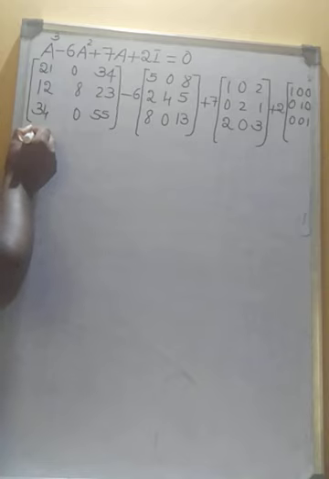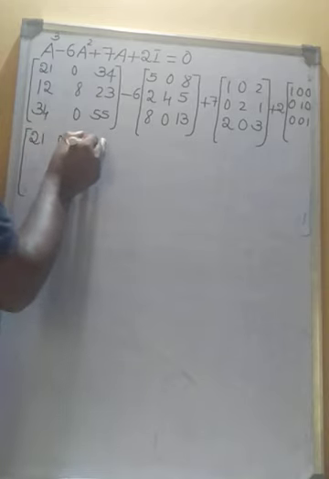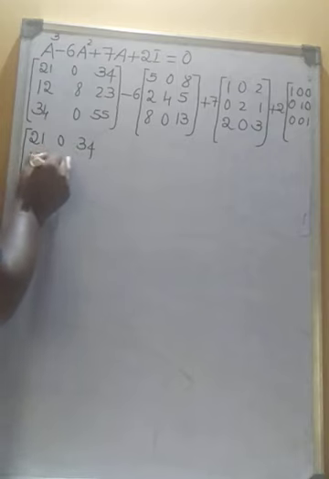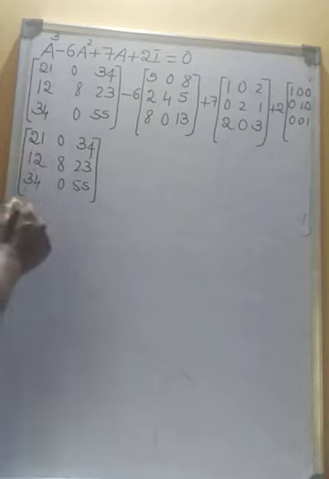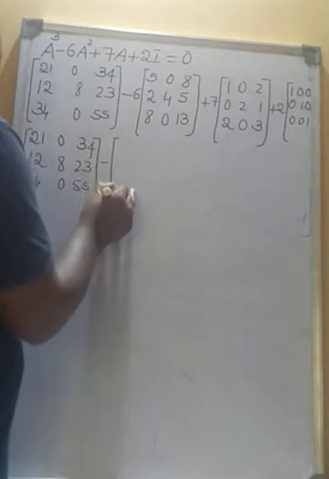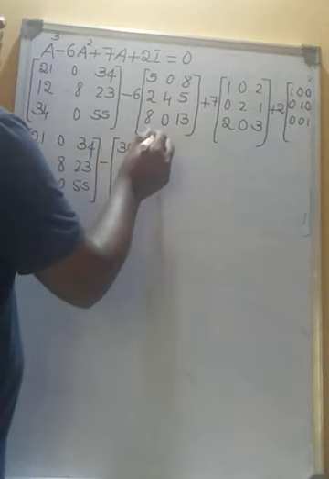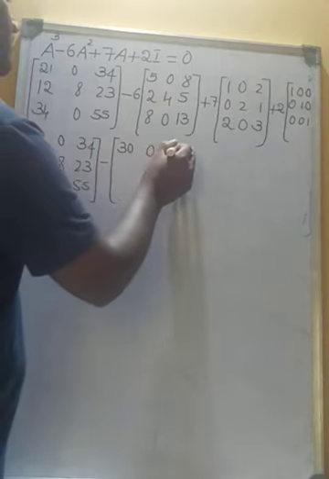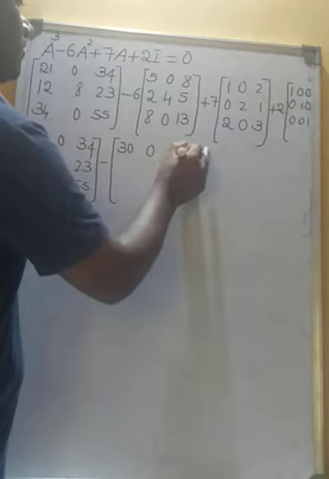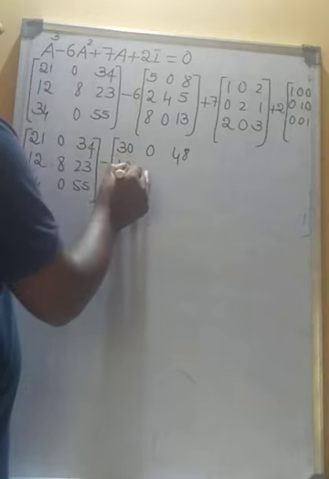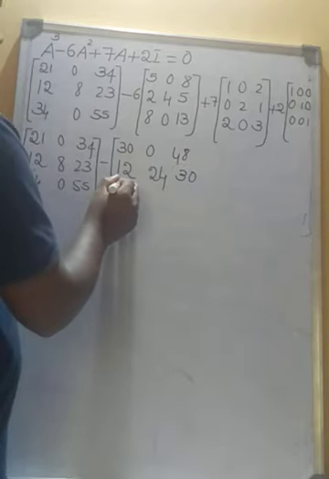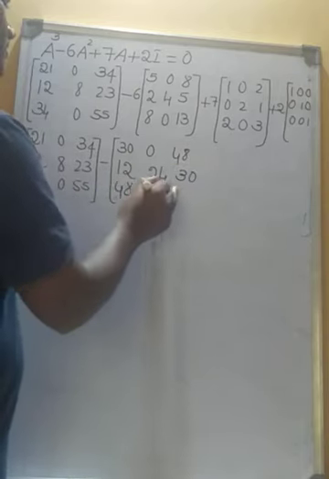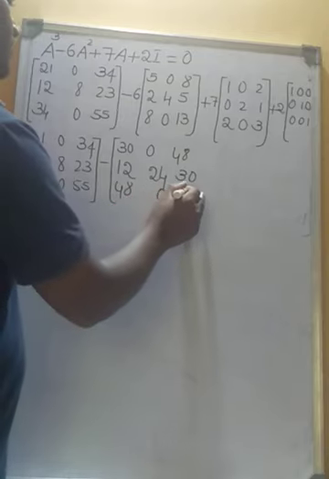Right, 21, 0, 34, 12, 8, 23, 34, 0, 55, as it is, minus 6 into 5, 30, 6 0s are 0, 6 8s are 48, 6 2s are 12, 6 4s are 24, 6 5s are 30, 6 8s are 48, 6 0s are 0, 13 6s are 72.